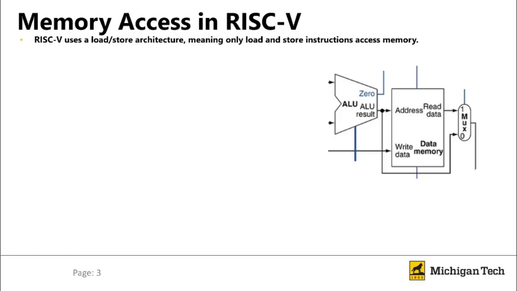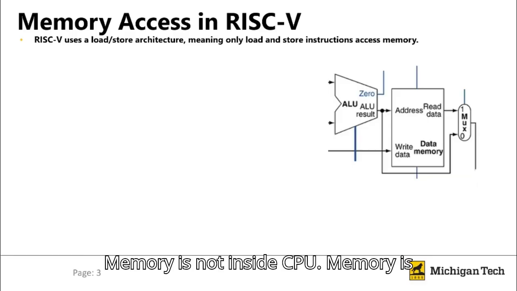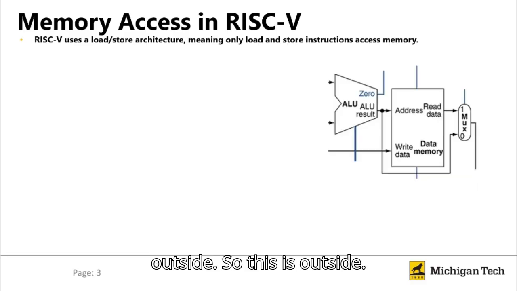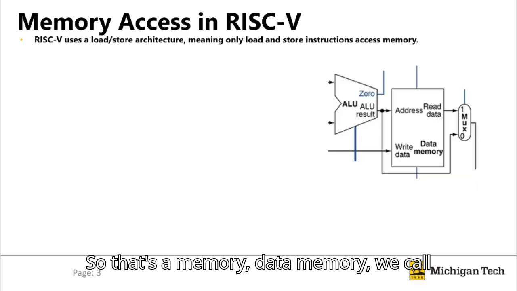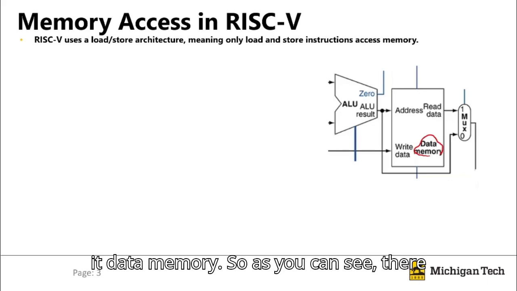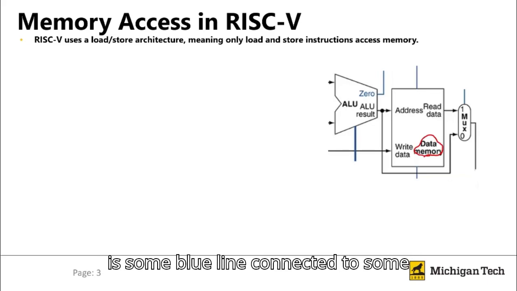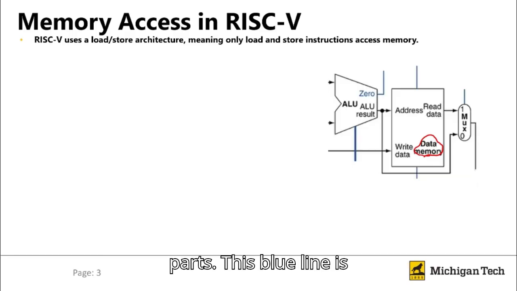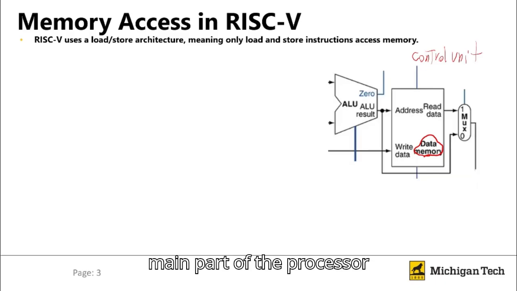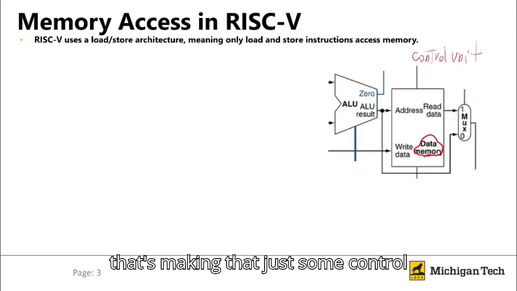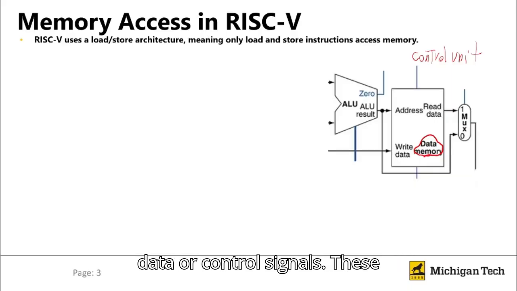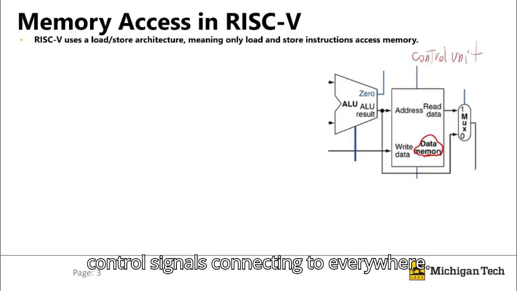This is the memory. Memory is not inside the CPU. Memory is outside. So that's the memory, the data memory. We call it data memory. As you can see, there are some blue lines connected to some parts. These blue lines are coming from the control unit. The control unit is a main part of the processor that produces control signals. These control signals connect to everywhere.